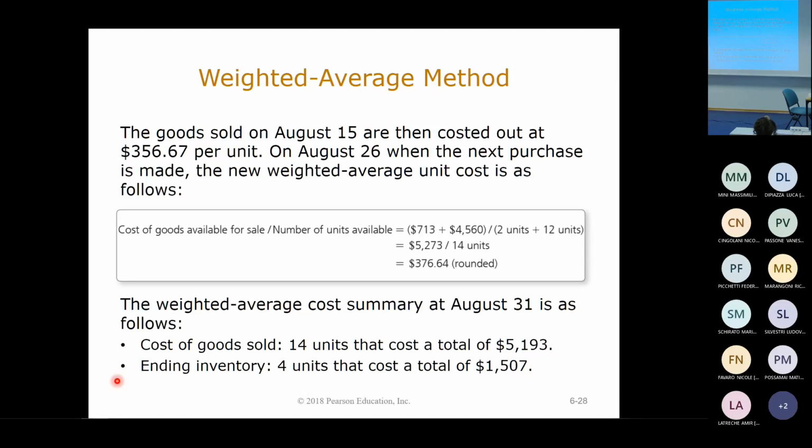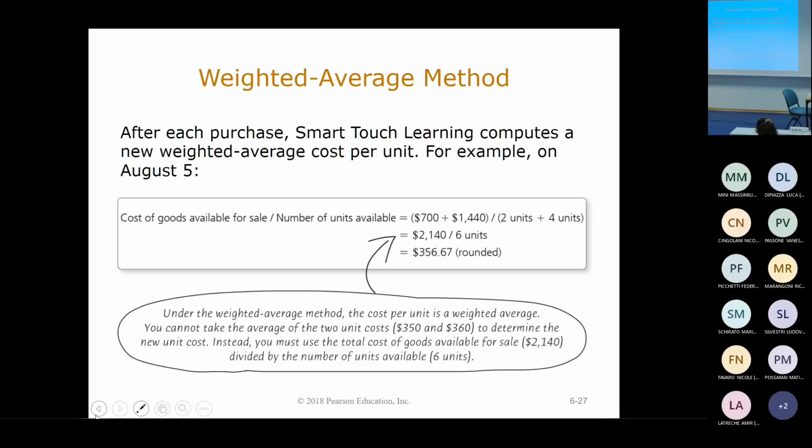By the way, how do we determine, using the weighted average method, the average cost that we saw in the table? Well, the first average cost was 356. It's determined as the total value of the inventory on hand divided by the total units on hand, as we saw this morning in the example. So you have the total value divided by 6 units, and you get 356.